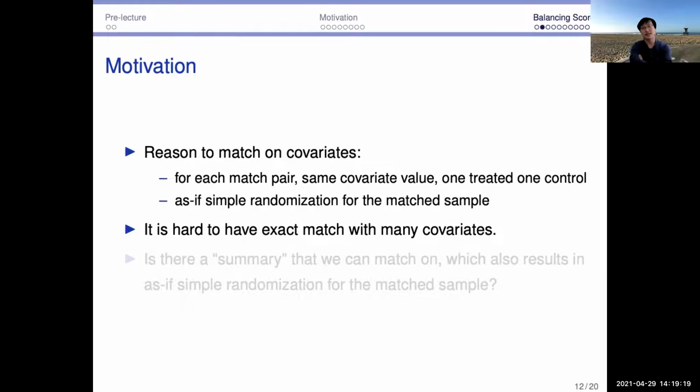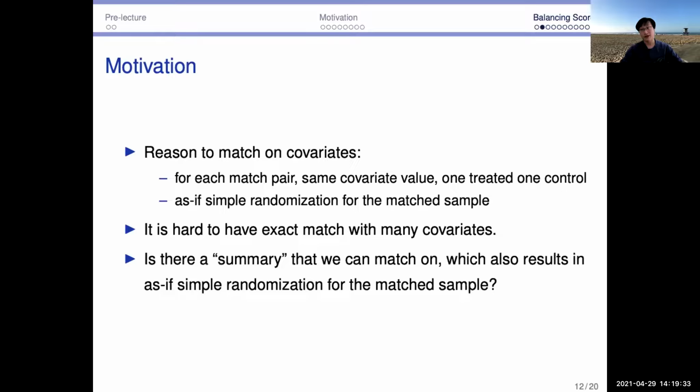And we have seen that it's hard to have exact matches with many covariates, and even with just two in our example, it is difficult, or sometimes impossible, to find exact matches. So many of you have hinted at this idea: is there a summary that we can match on? How do you calculate a distance between two sets of variables with multiple covariates?